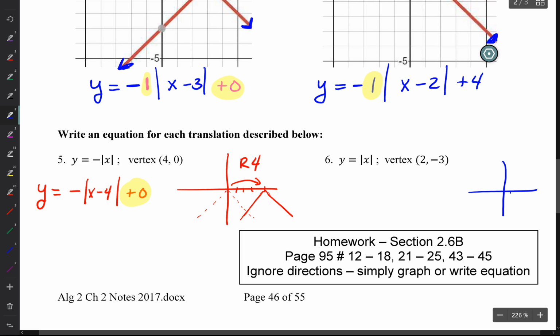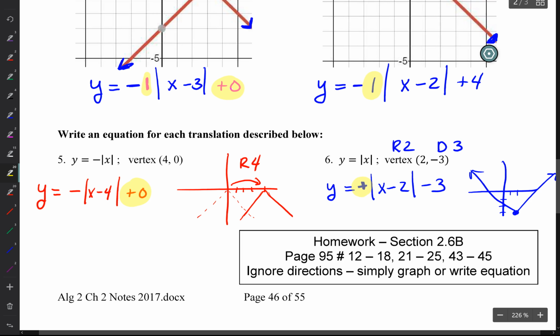Let's graph this one. Over 2, down 3. It's a positive absolute value, so this is going to be going up as a positive. So let's take a look here. Once again, we've shifted right 2 and down 3. So y equals the absolute value of x minus 2, minus 3. There is a plus out front, which does denote the fact that it is a valley, but it's not necessary to put that plus.